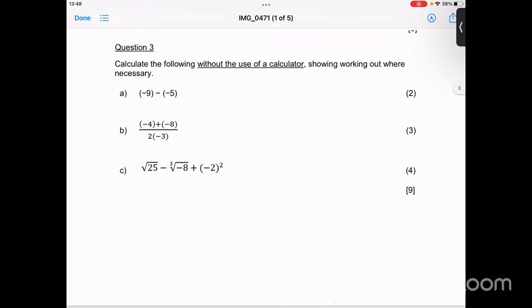So question number 3 is where they want you to calculate the following. Most importantly, underlined, without the use of a calculator. Here they are being specific to say, as you work out all these things, do not use the calculator. And most importantly, you need to show your workings where necessary. Everywhere, please make sure that you show the steps.